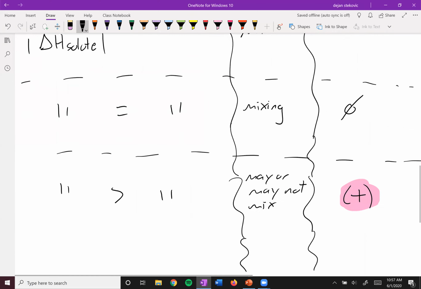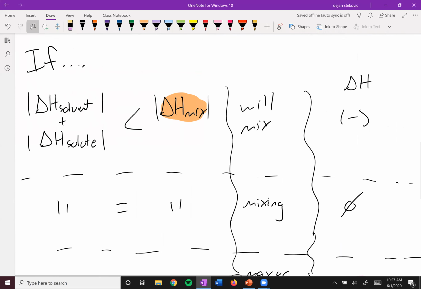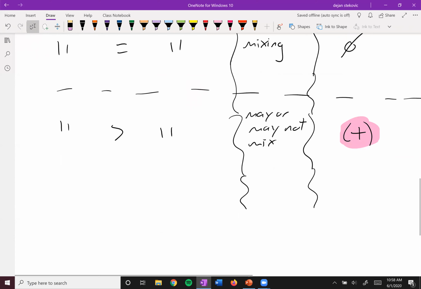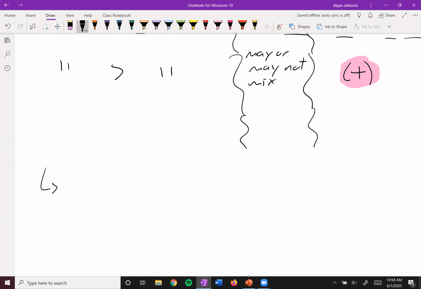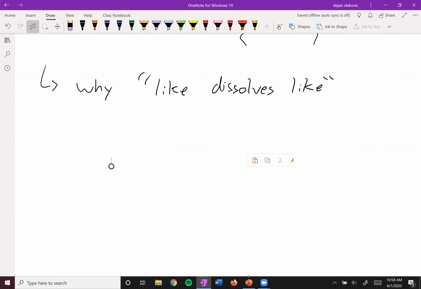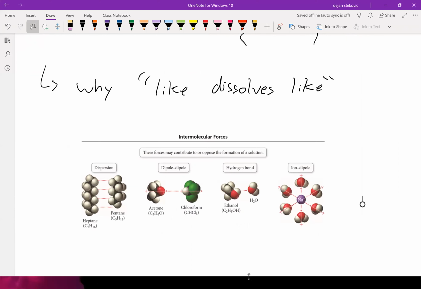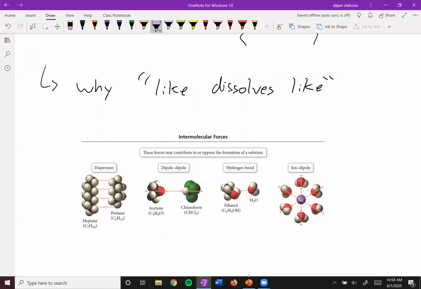So this idea of the intermolecular forces of the solute-solute and solvent-solvent compared to the mixture intermolecular forces explains the whole saying of like dissolves like. So here's just a picture of this. This is all showing favorable interactions or things that would cause a solution to mix.